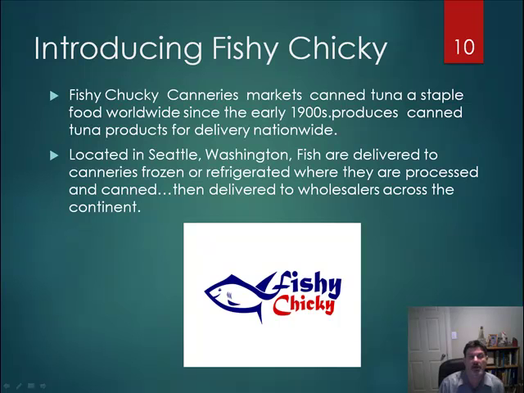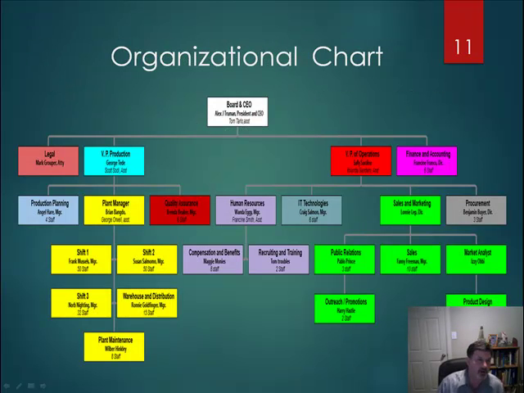And fish, of course, are delivered to the canneries. They're frozen, they're refrigerated, and then we process them and can them and turn them into delicious treats. Then they're delivered to wholesalers across the continent. So, let's look at Fishy Chickie in more detail.